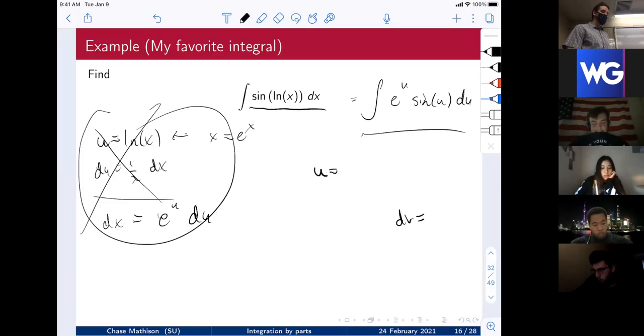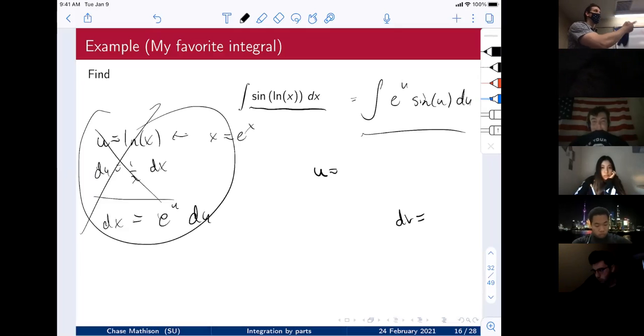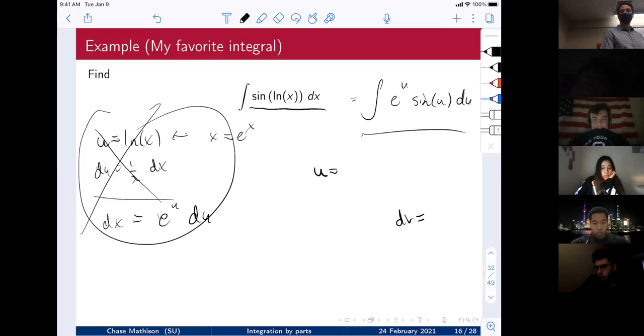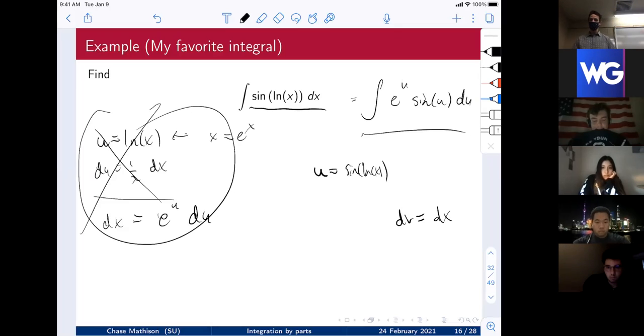I'm going to make u, well, the only option I have to make u is sine of natural log of x. I don't know how to integrate sine of natural log of x, so it has to be u. It's got to be something I'm differentiating. So I'm going to make u sine of natural log of x, and then I'm going to make dv dx. So if u is sine of natural log of x, let's test out our Calc 1 chain rule powers. What is du?